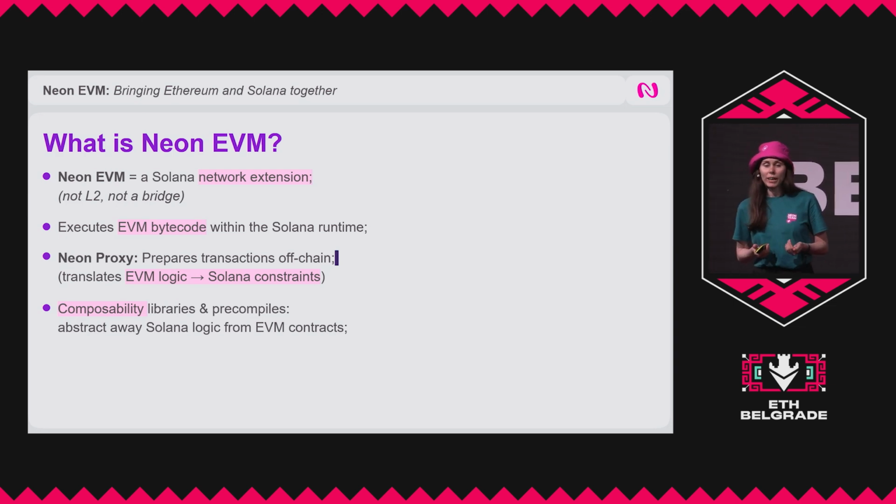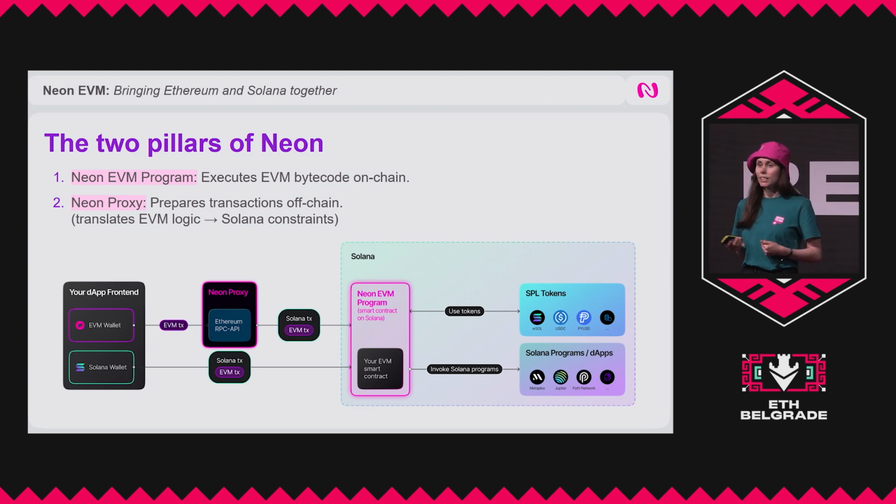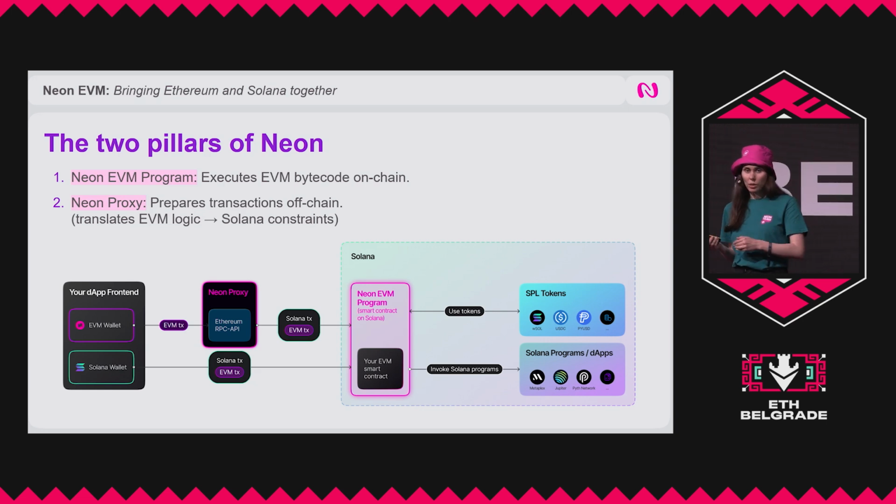And it does that by having two main components, Neon Proxy and Neon EVM program, and also by including different composability libraries and precompiles that abstract away Solana's architecture for EVM builders to incorporate into their Solidity caller contracts. So as I've started telling you, there are two pillars of Neon EVM, which are the Neon EVM program that lives on Solana and executes EVM bytecode, and Neon Proxy that prepares transactions off-chain and translates EVM logic into Solana constraints.